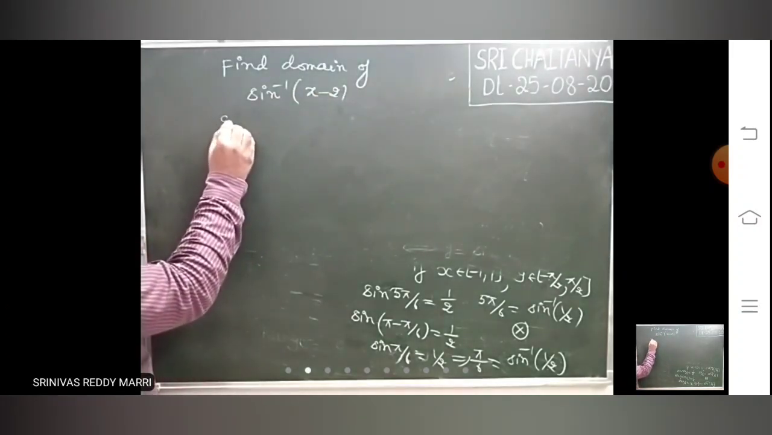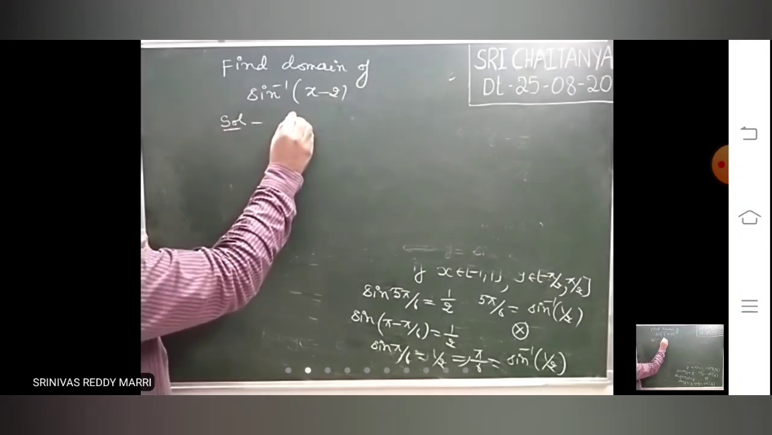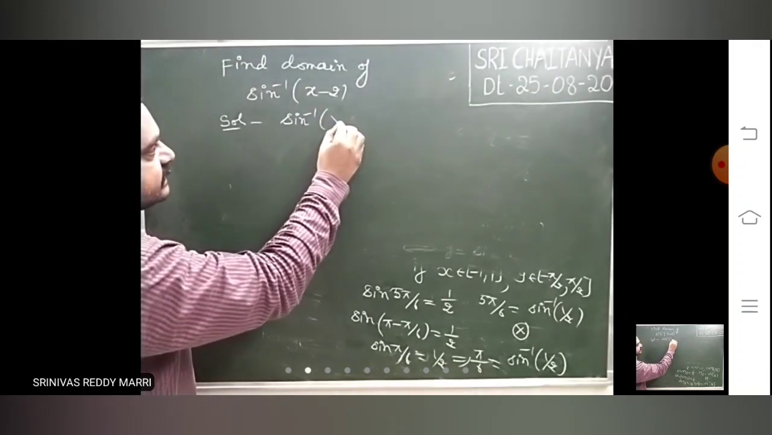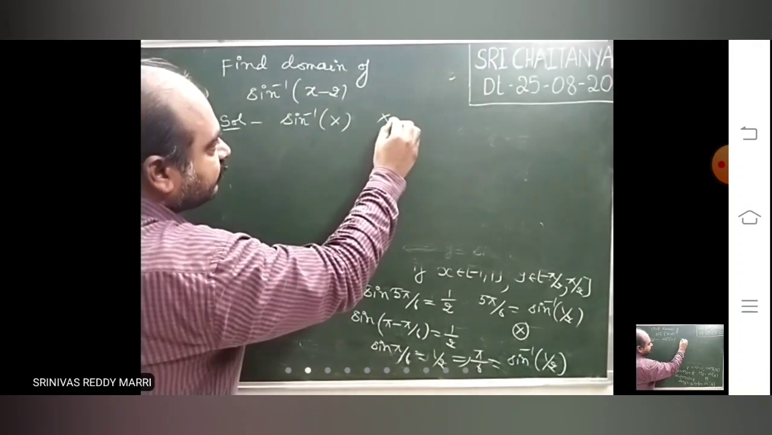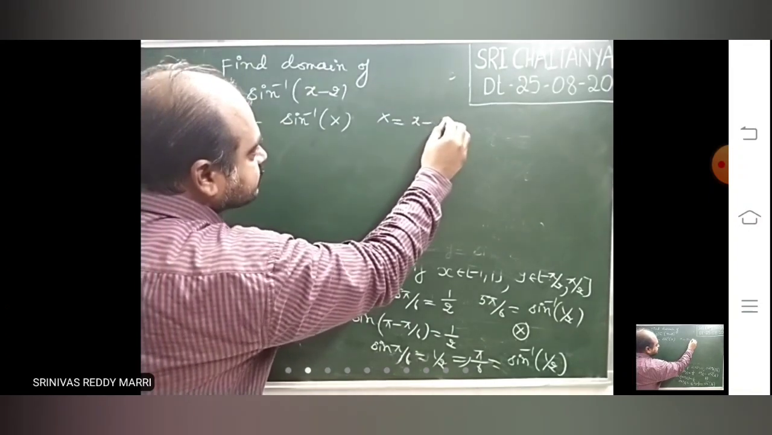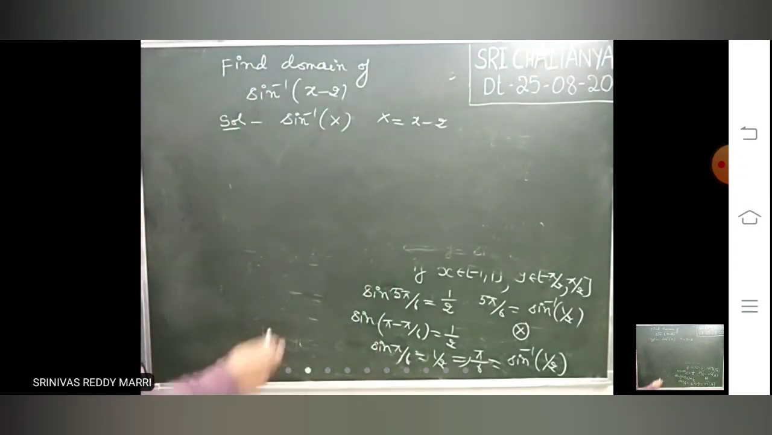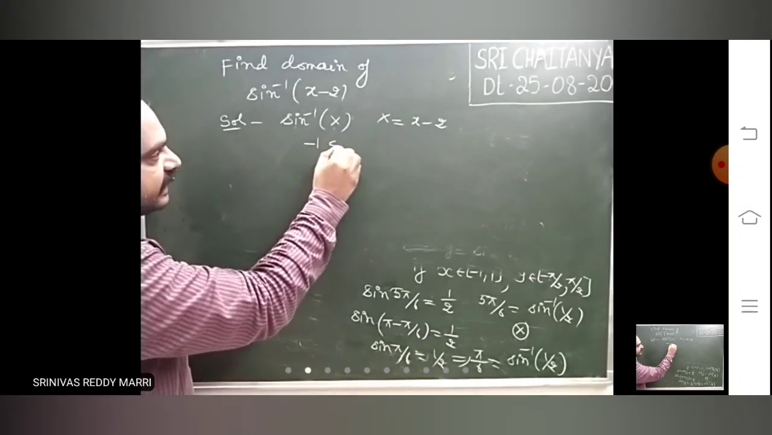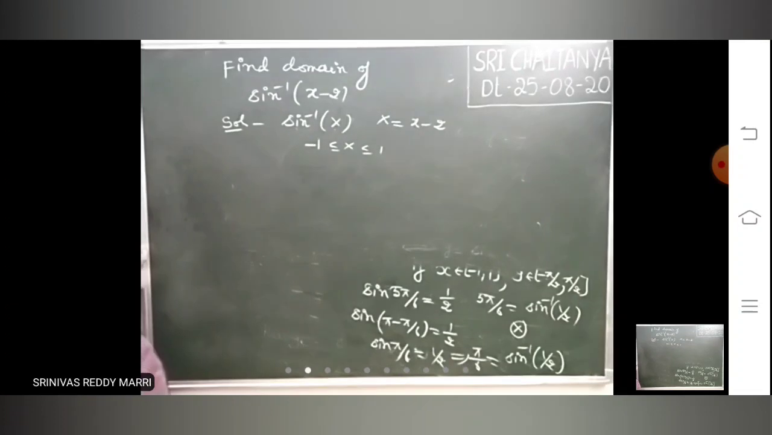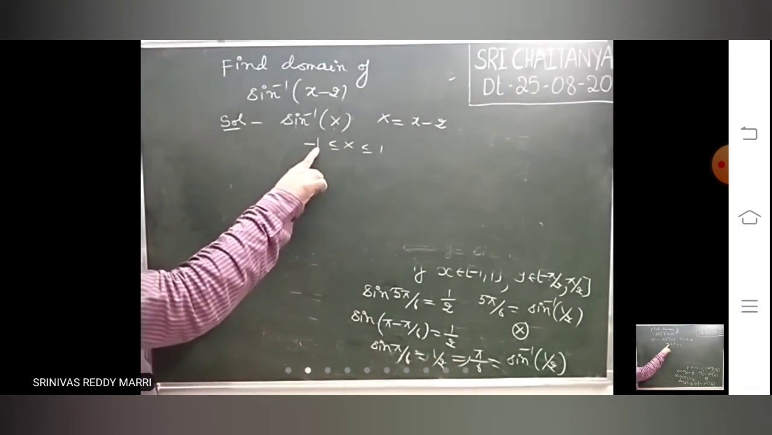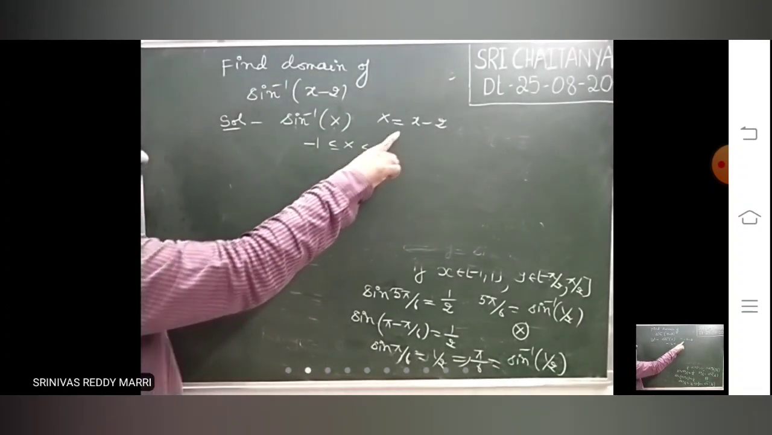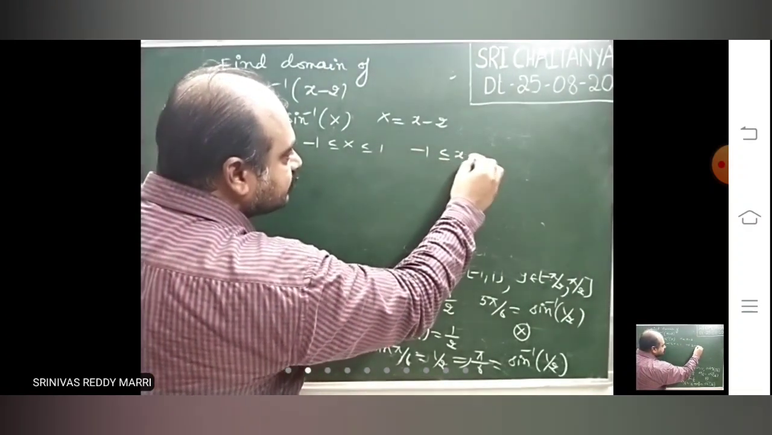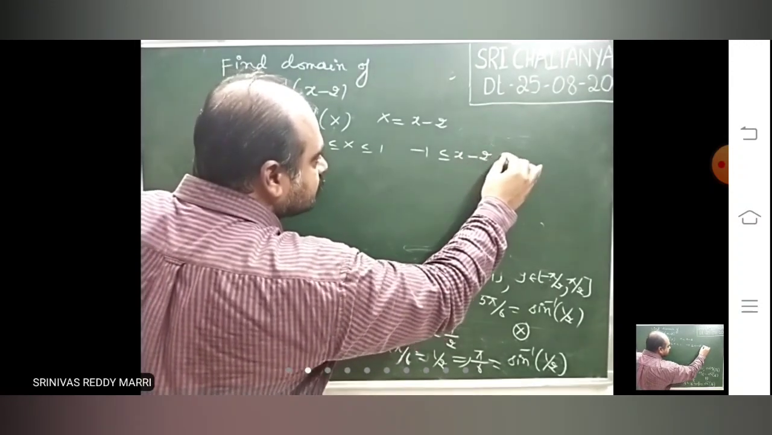Now for this domain, what is the sine inverse rule? You know the sine inverse rule. Take whatever is inside sine inverse as capital X. So when will it be defined? When capital X lies between minus 1 to 1. When capital X lies between minus 1 to 1, you use this rule. Capital X is what? X minus 2.